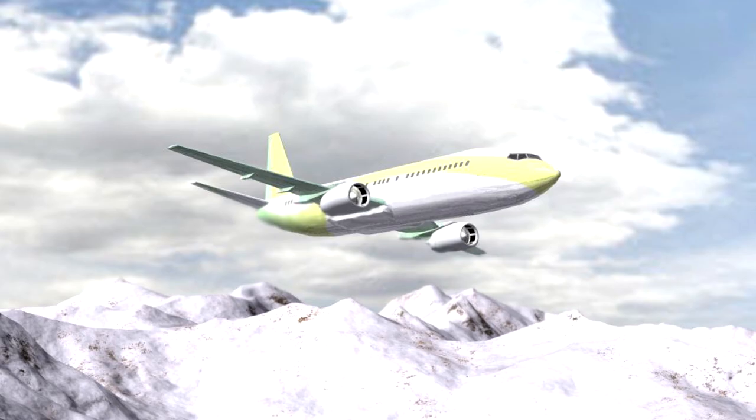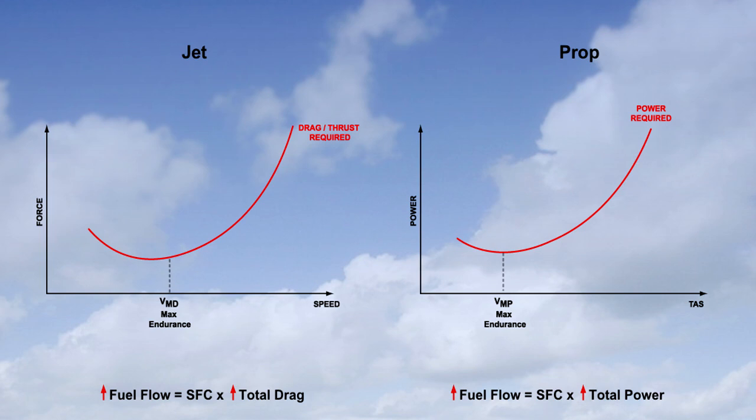Having studied how to achieve maximum endurance for both jet and propeller engines, let us now examine what factors actually affect endurance. The first factor we must discuss is the effect of weight. You will recall that increasing the weight of the aeroplane increases induced drag and thus moves the total drag curve and power required curves up and right.